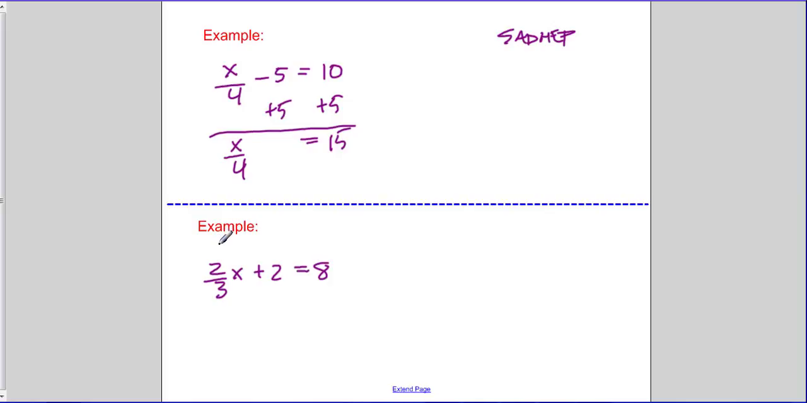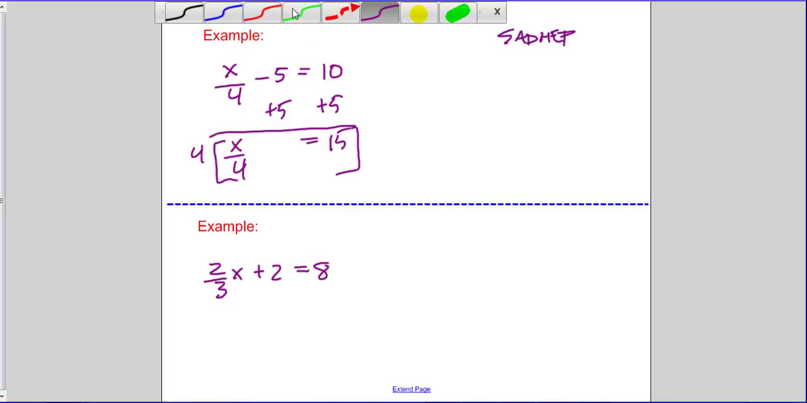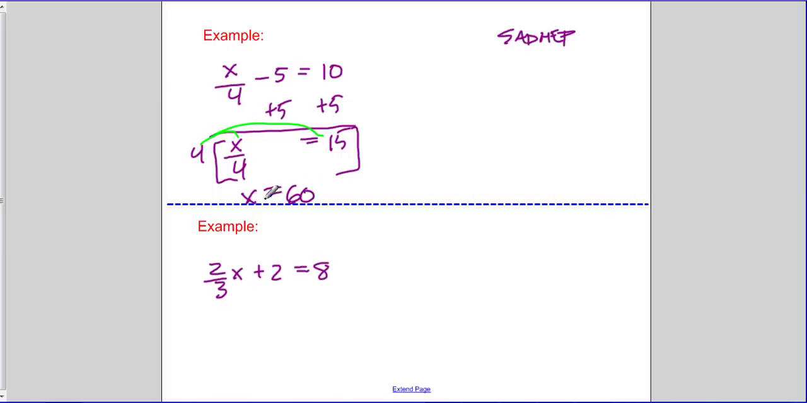Now I have x divided by 4 is 15. To undo division of x, I use multiplication. So I'm going to multiply both sides by 4. 4 divided by 4 is 1, leaving me with x, or 1x. And 4 times 15 is 60. So my answer is 60. If I check my answer, I have 60 over 4 minus 5 equals what? 60 divided by 4 is 15. 15 minus 5 is 10, so that checks out.